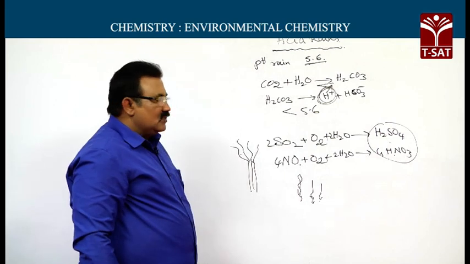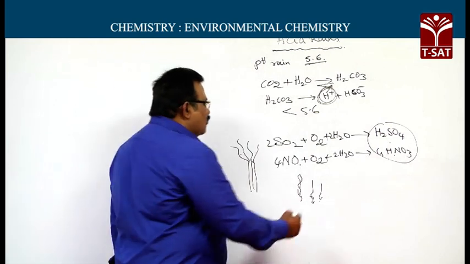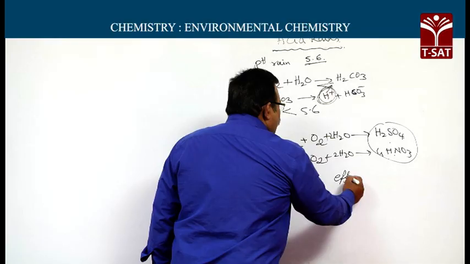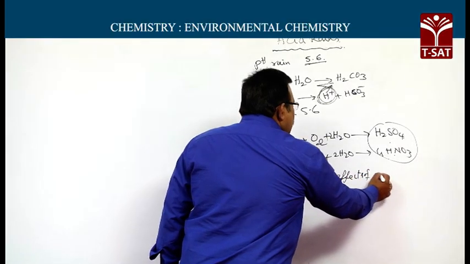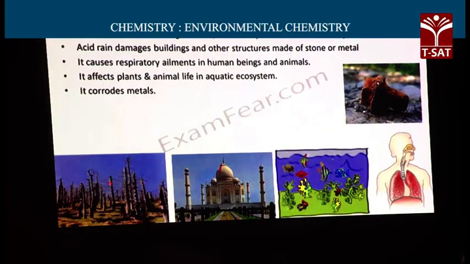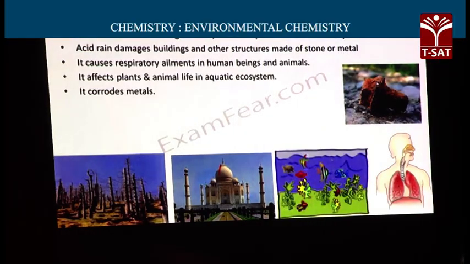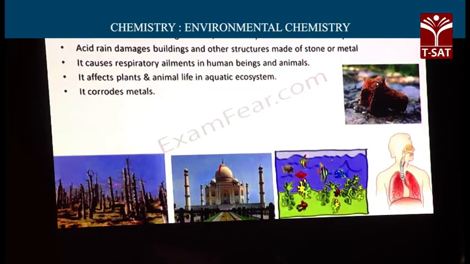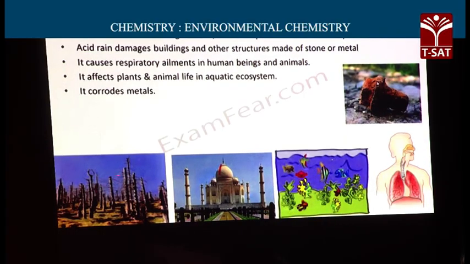Let us talk about the effects of acid rains. Let us have a look at the slide. If you see, the effect of acid rains is harmful for agriculture, trees and plants. It washes away all the nutrients in the plants. So the plants become like this.